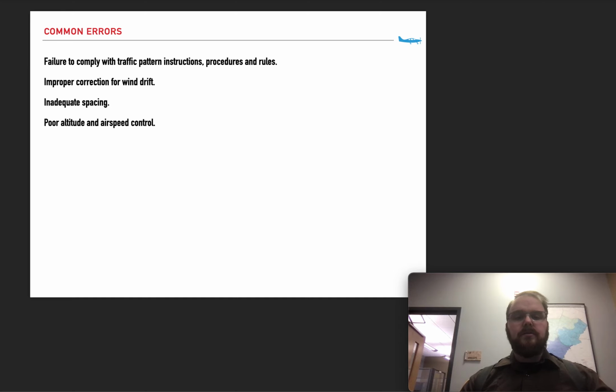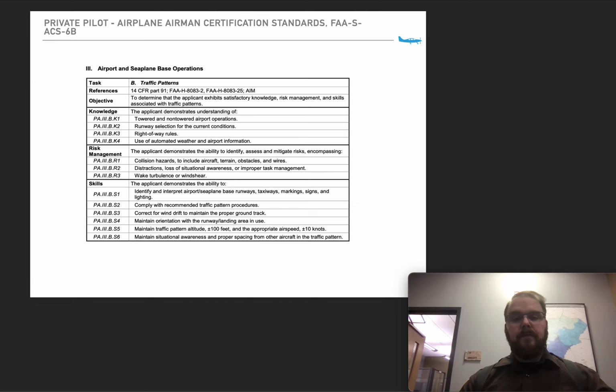Some of the common errors associated with flying traffic patterns are: failing to comply with traffic pattern instructions, procedures, and rules, improper correction for wind drift, inadequate spacing, and poor altitude and airspeed control.